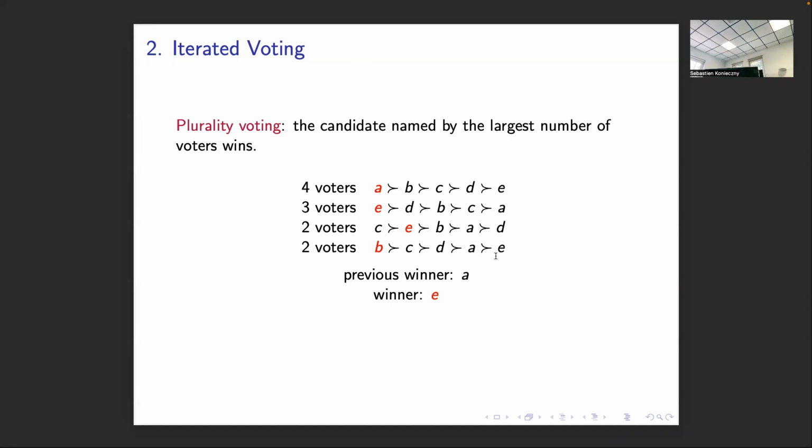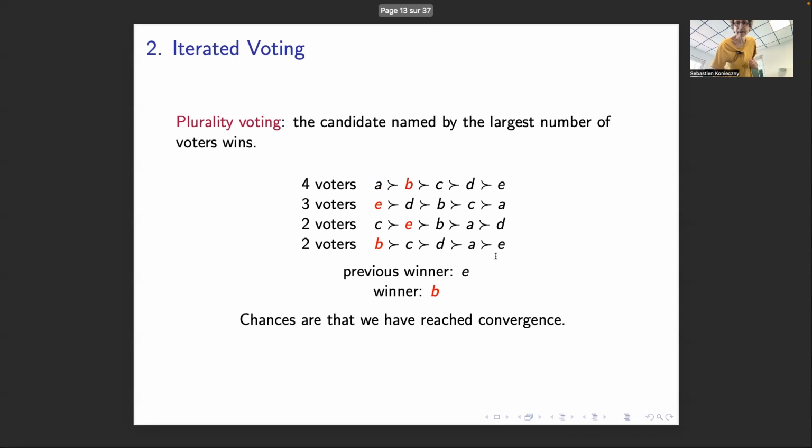those voters, they are not happy with A, with the winner, and they see that instead of voting for C, their top choice, if they switch and vote for E instead, then E will get 5 votes and will have more votes than A and will win. So they will switch their votes, okay? And then now the current winner is E, okay? But maybe some other voters are going to react.